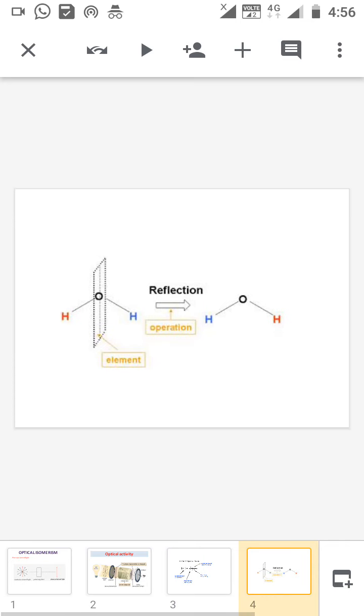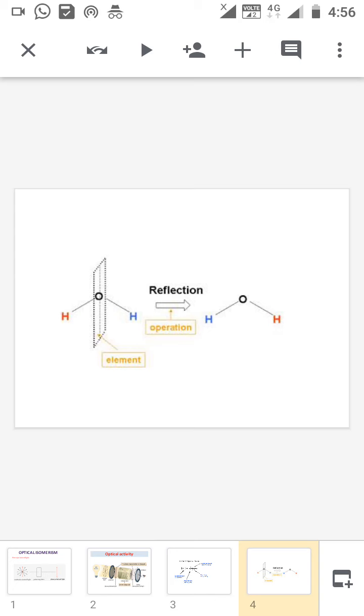Next we are studying the elements of symmetry. It is very difficult to find out each and every organic compound by dissolving it in an appropriate solvent and measuring the optical activity by using a polarimeter. So usually we are using some elements of symmetry like plane of symmetry, axis of symmetry, alternating axis of symmetry, and center of symmetry. These are the operations which are used for finding out whether the given molecule is optically active or not.